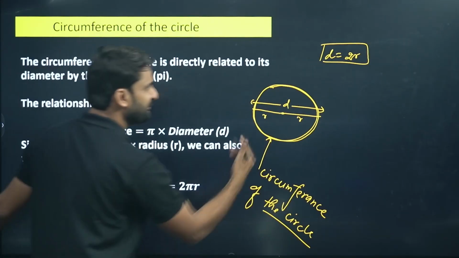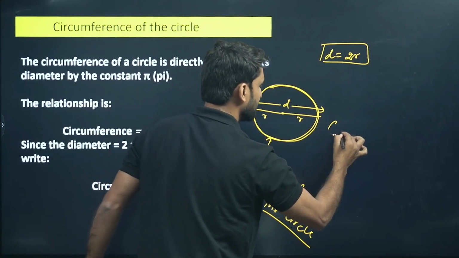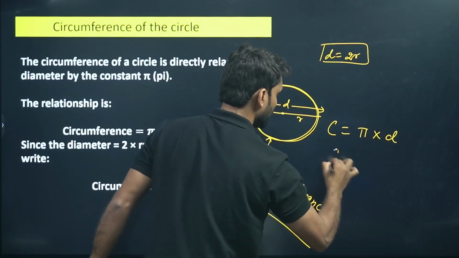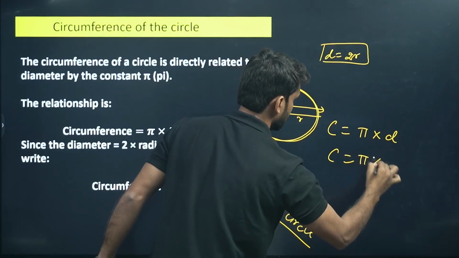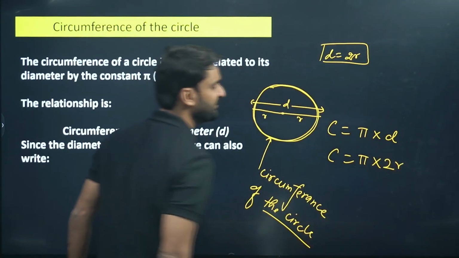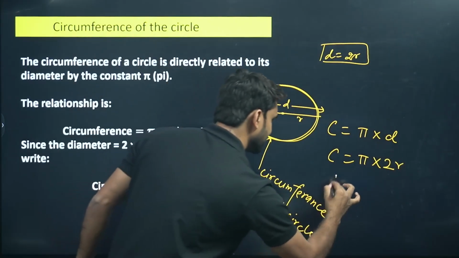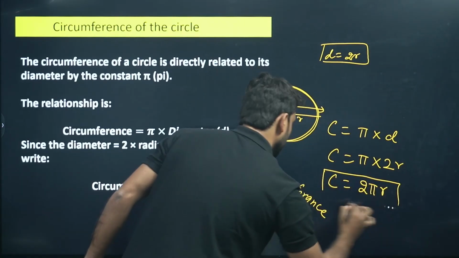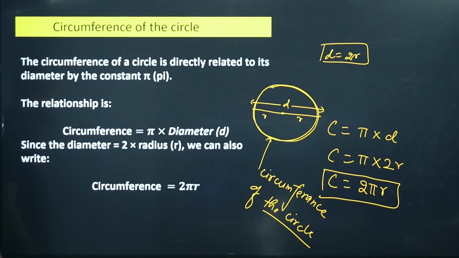So the circumference of this circle will be the product of pi and diameter. The diameter is equal to twice the radius. So the circumference of the circle is equal to 2 pi r. This is called the circumference of the circle. Please keep it in mind.